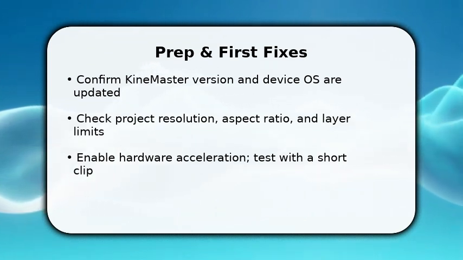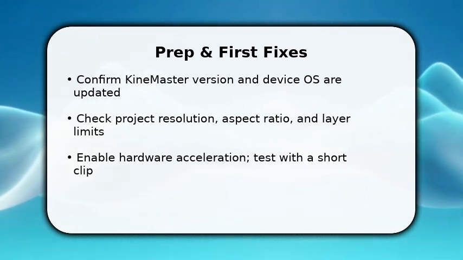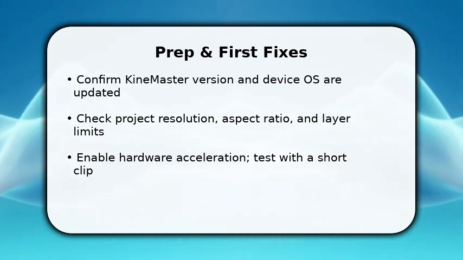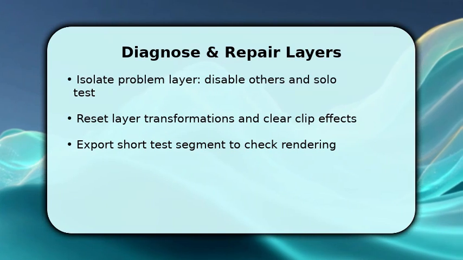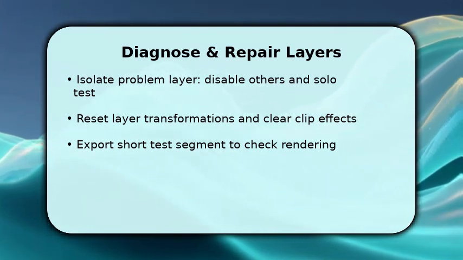Then import a 5-10 second test clip and add one layer to validate that controls appear. If controls vanish, proceed to step 2 for deeper troubleshooting. Now you isolate the issue by disabling all layers except the suspect. This reveals if composite interactions cause the problem.